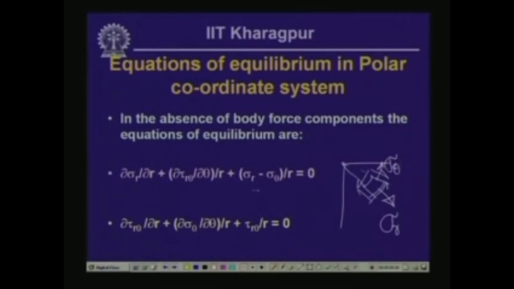In polar coordinate form, these are the equations of equilibrium: del sigma r by del r plus 1 by r del tau r theta by del theta plus sigma r minus sigma theta by r equals 0, and del tau r theta by del r plus 1 by r del sigma theta by del theta plus 2 by r tau r theta equals 0. These are the two equations which define the equations of equilibrium in polar coordinate system for a two-dimensional stress analysis.